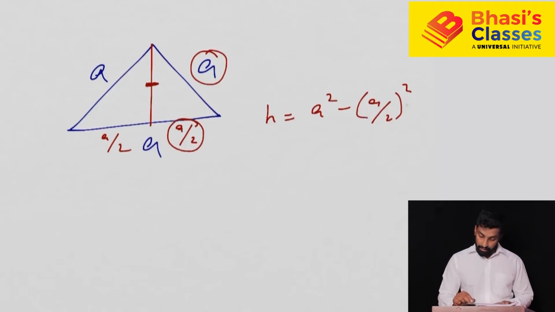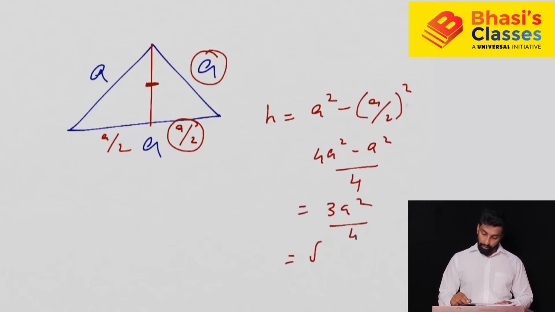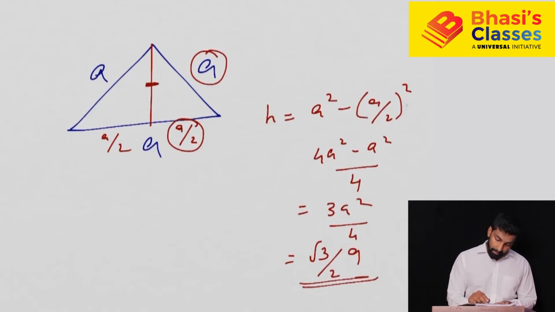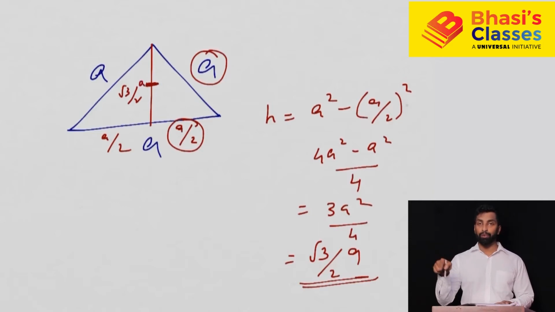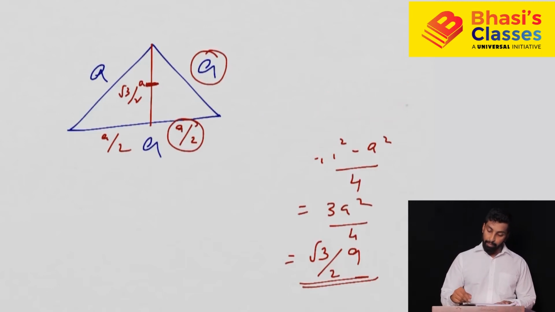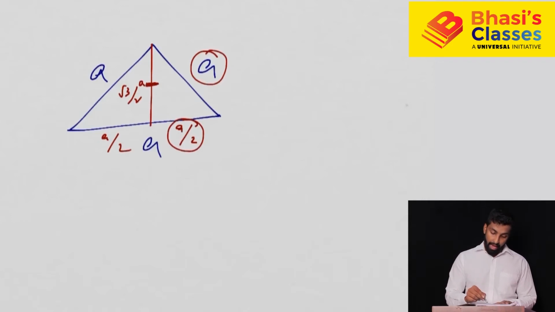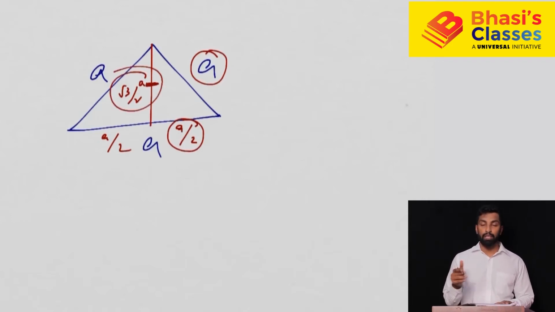Because you will get it as 4a² minus a² divided by 4, which is nothing but 3a² divided by 4. When you take the root of it, you get √3/2 a. This is the height. So if one side is given, you can find the height, √3/2 a. If one side is given, that means the base is also given. So the base is given as a, and the height you can find out as √3/2 a.